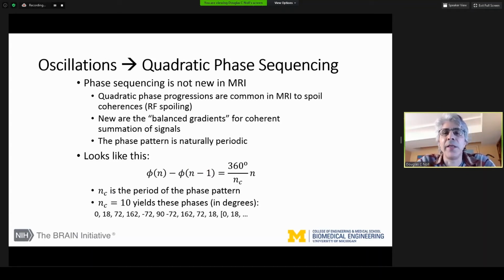Now this OSSI technique results in an oscillation of the MRI signal, and that comes from quadratic phase sequencing. Quadratic phase sequencing is common in MRI. It's often used in spoiling, but if we have balanced gradients, which is what we're proposing here, then we actually get an oscillating signal that goes with the periodic nature of this quadratic phase pattern. The details of this are not important, but note that we have a linear progression of the phase differences from RF pulse to RF pulse. And if we make that a nice number, it repeats periodically.